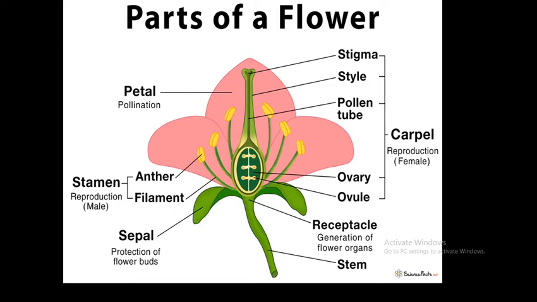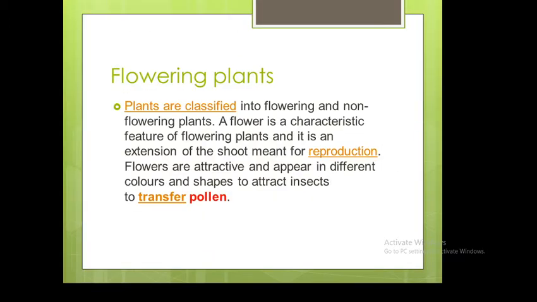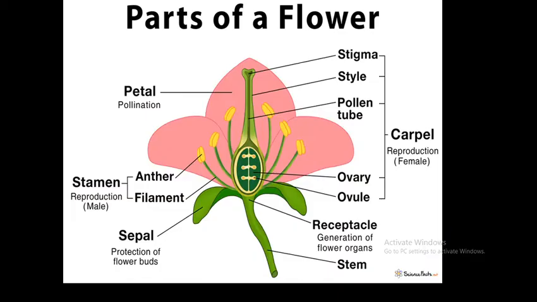I hope you're fine. Today we're going to talk about flowering plants. Plants are classified into flowering and non-flowering plants. A flower is a characteristic feature of a flowering plant and it's responsible for reproduction. Flowers are attractive and appear in different colors and shapes to attract insects, and this helps in the stage of pollination.